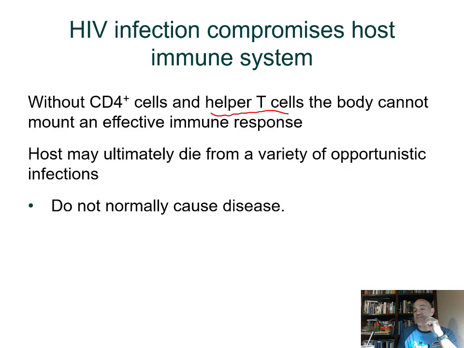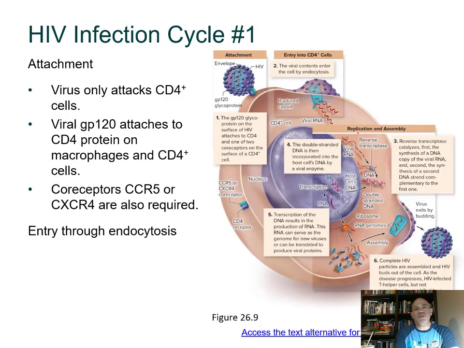So ultimately, the individual doesn't die from the HIV itself, but from some other infection that normally wouldn't cause death or disease. And these would be referred to as opportunistic infections. So the individual may die of cancers or some other kind of infection that your immune system might normally help fight off.